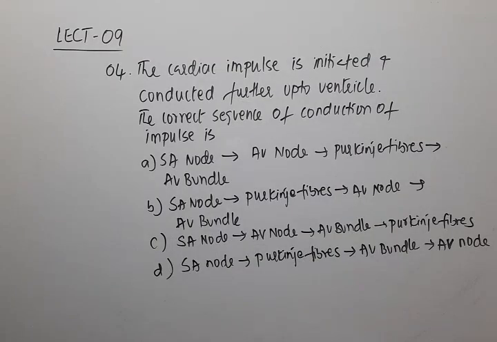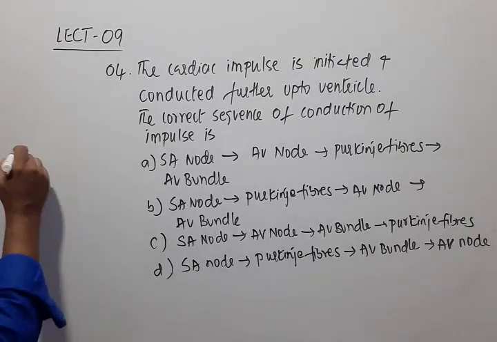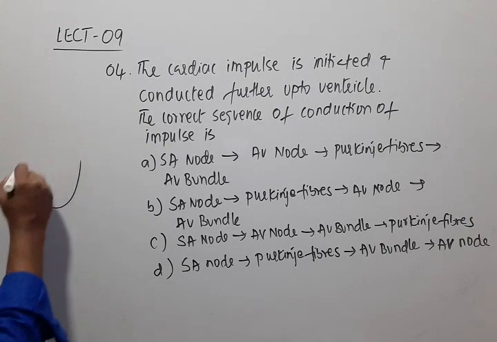Right, so let's see the next question, question number 4. The cardiac impulse is initiated and conducted further up to the ventricle. What is the correct sequence of conduction of the impulse? So let's see.